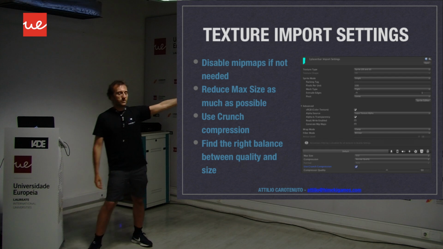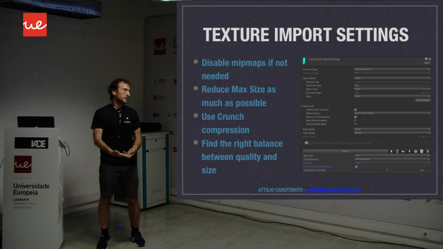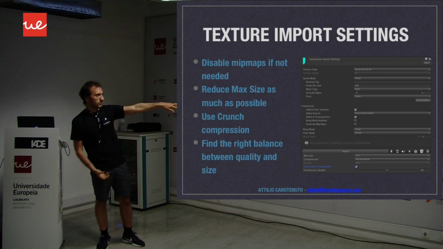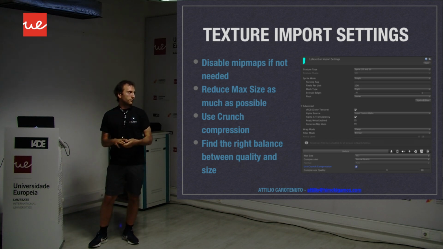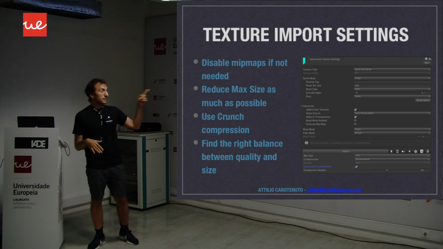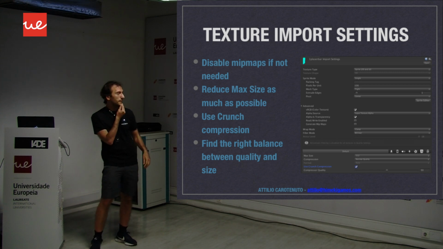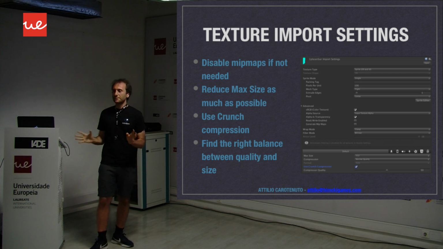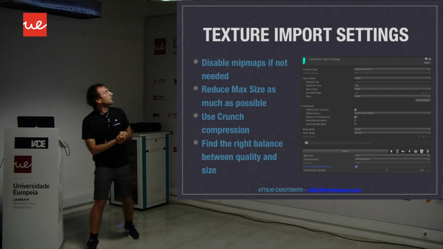If you don't need MIP maps, you should always disable them, because they use a lot of memory: for each texture, it's going to generate a lot of copies. And for compression and max size, it's going to take some time, but you should go through each texture and set it to the minimum size you can. That's really going to save you a lot, pretty much half of the size, like 200 megabytes. And compression as well. Just try everything until it looks good or good enough.